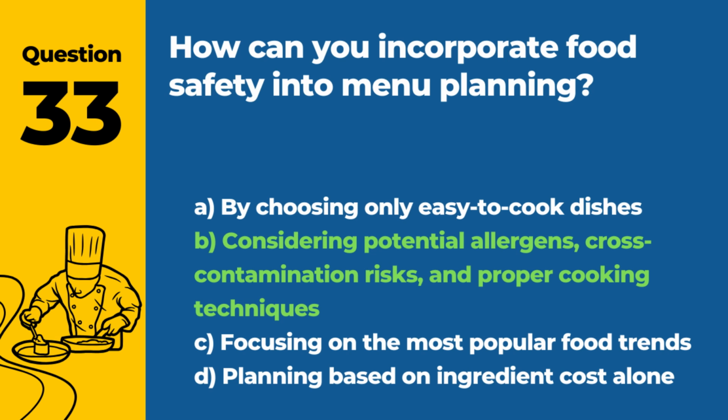Answer B. Considering potential allergens, cross-contamination risks, and proper cooking techniques. Incorporating food safety into menu planning involves considering potential allergens in ingredients, identifying cross-contamination risks during preparation, and ensuring proper cooking techniques to prevent foodborne illnesses.